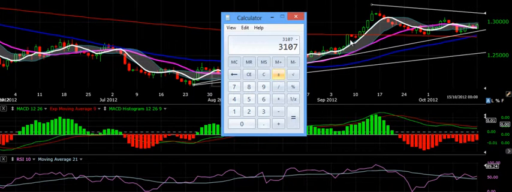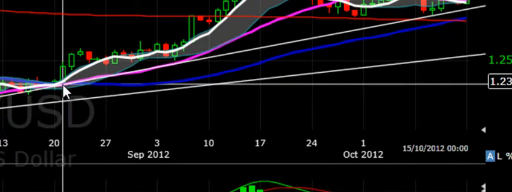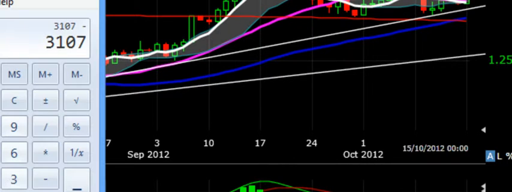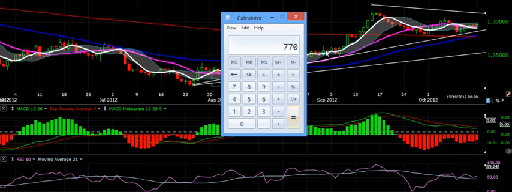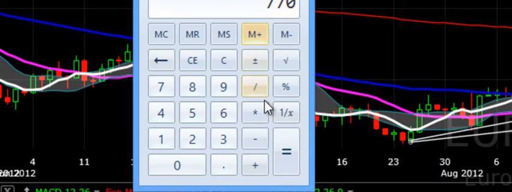3107 minus, let's say you got in over here, because this was a pretty good move that would have pulled you in, 2337. You can see there's 770 pips you would have made there. Now that is just on a daily chart. As you can see on these green candles, if you had gone on to the intraday basis, you would have actually been able to pull profits out of the market as well. So with your one standard lot, that basically would have been 7,700 US dollars.